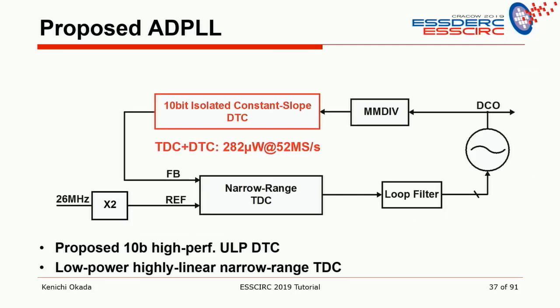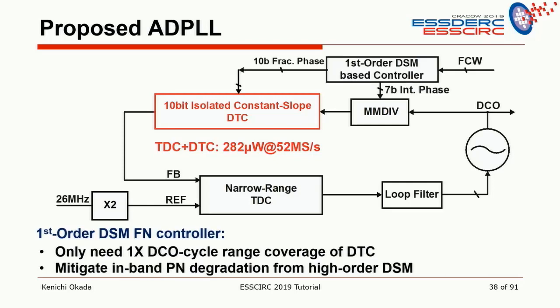Okay, next, I'd like to explain about the architecture. As I explained, the isolated constant slope DTC is used here, and the power consumption, including both DTC and TDC, is just 282 microwatt at a 52 megahertz reference clock. In many cases second order DSM is applied, but in the second order case, a wide range is required for this DTC, which is not a very good idea for lowering the power consumption. So in this case, the first order DSM is applied, and the required range for this DTC can be reduced.